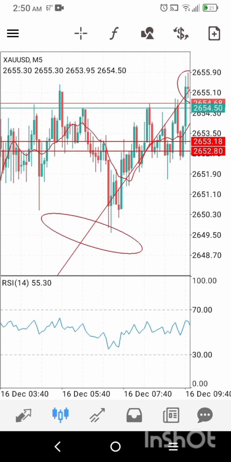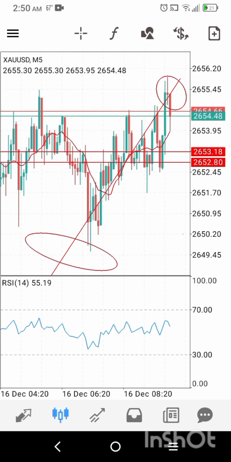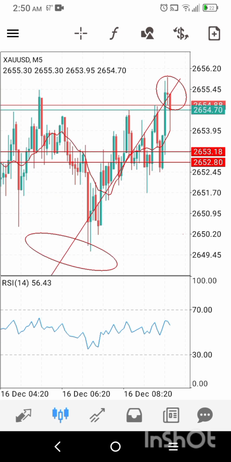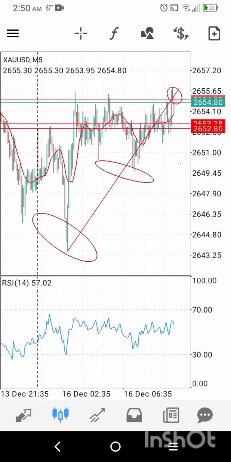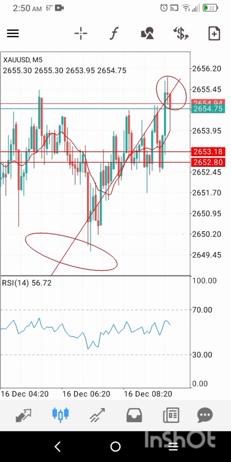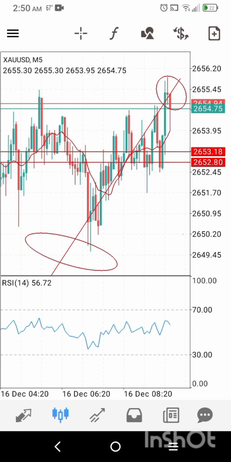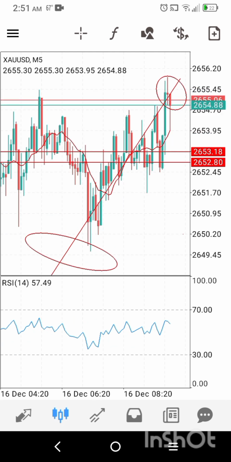Alright, gang, so still just waiting for price to go down. Like I said, this is how you identify the trend using trend lines and the indicators in Forex. You have to be very, very patient, and it requires you to be damn near perfect.